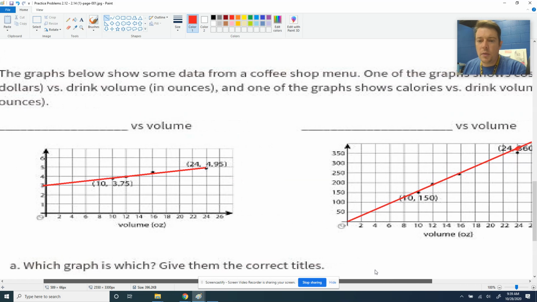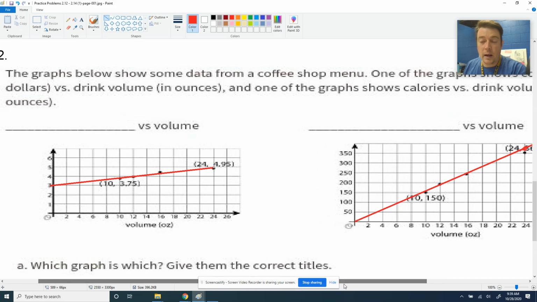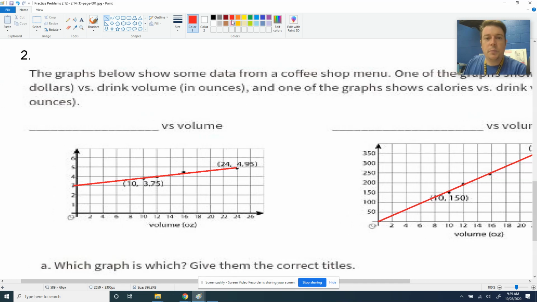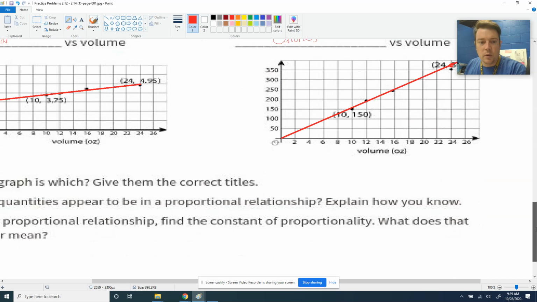Well, I don't think you're going to be paying hundreds of dollars for ounces of coffee. Maybe in the future, and I never thought we'd be paying $5 or $6 for a cup of coffee, but we are. But we're definitely not paying hundreds or fifties of dollars for cups of coffee. So this leads me to believe that the one on the left is probably dealing with money. So my guess is this one over here is dollars versus volume. Because yes, I could see paying $1, 2, 3, 4, $5 for coffee. But I'm not seeing paying this much, so this one must be calories. So just a little common sense there to answer part A. Which one is which? Give them the correct title.